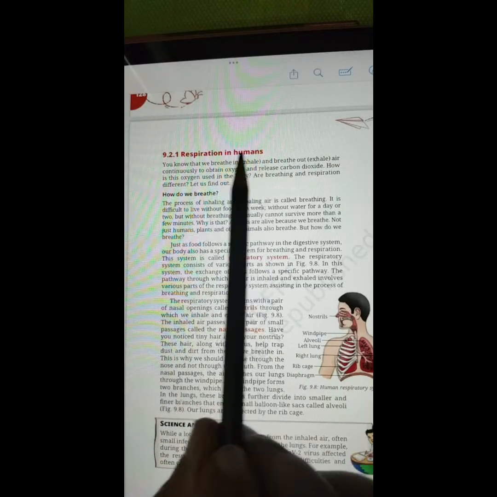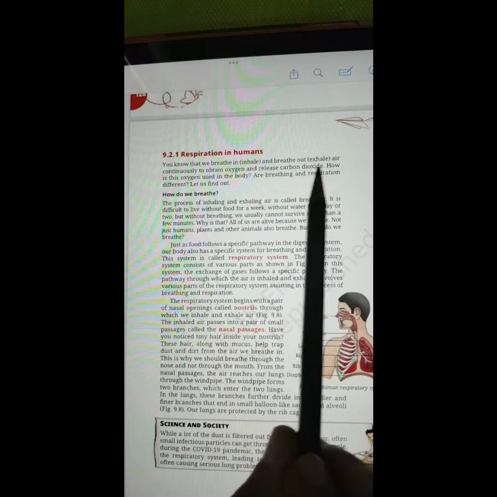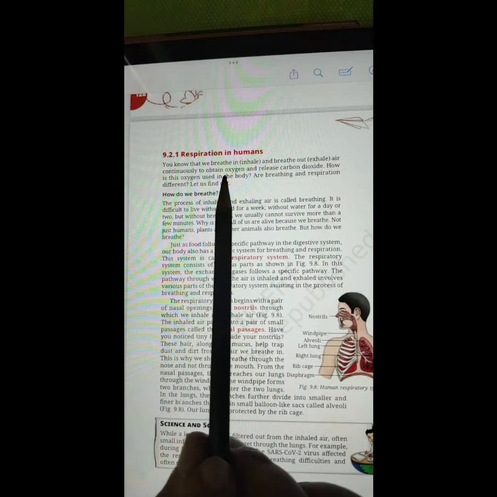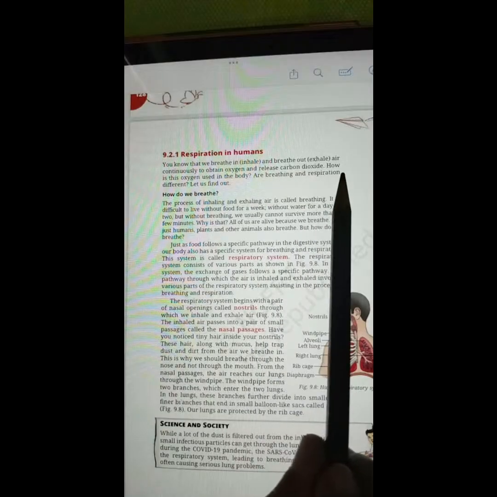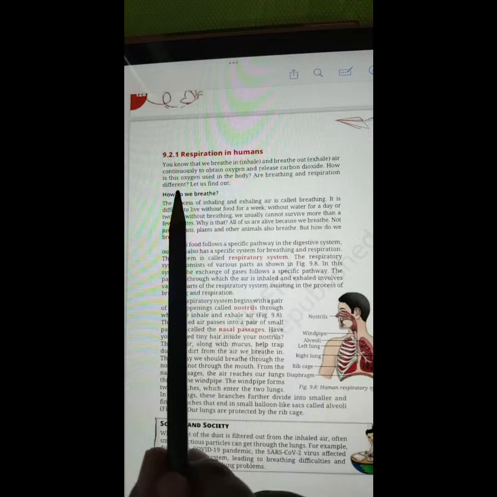9.2.1 Respiration in humans. You know that we breathe in, inhale, and we breathe out, exhale air continuously to obtain oxygen and release carbon dioxide. How is this oxygen used in the body? Are breathing and respiration different? Let us find out. How do we breathe?